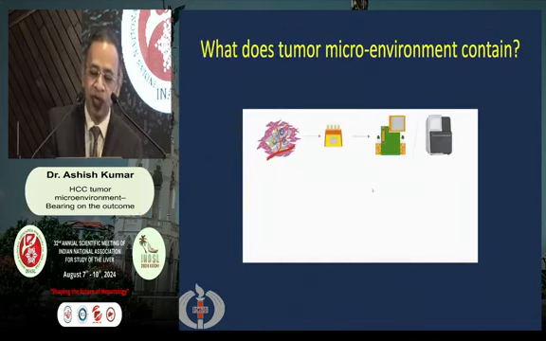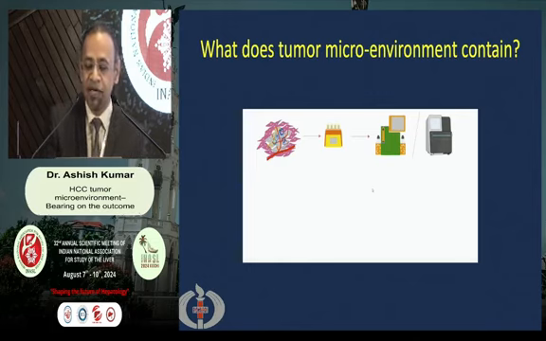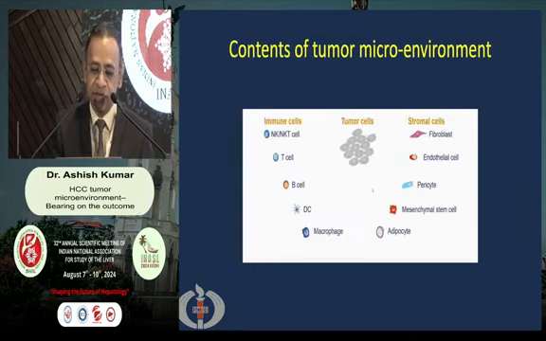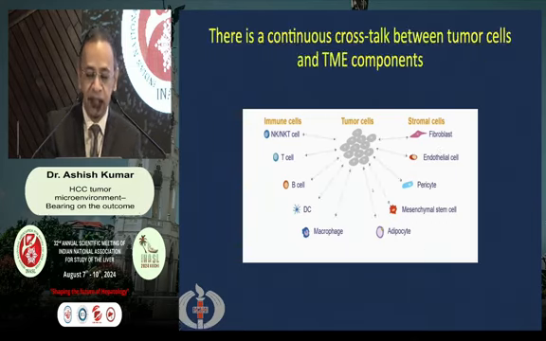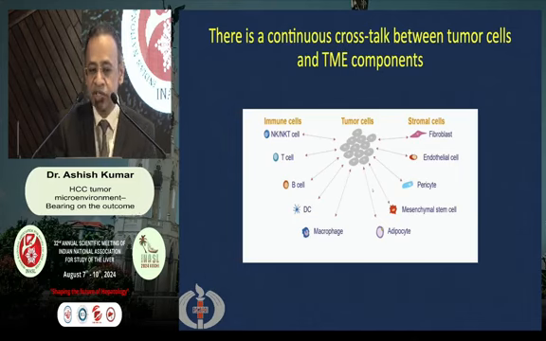So what does this tumor microenvironment contain? If we analyze the entire tumor through high technological processes, we would see that the tumor microenvironment will not only contain the tumor cells, it will contain lots of immune cells: NK cells, T cells, B cells, DC, macrophages. It will also contain lots of support staff, which constitutes fibroblasts, endothelial cells, pericytes, all the vascular structures, and adipocytes. And there is a continuous crosstalk between the tumor cells and all these tumor microenvironment components.